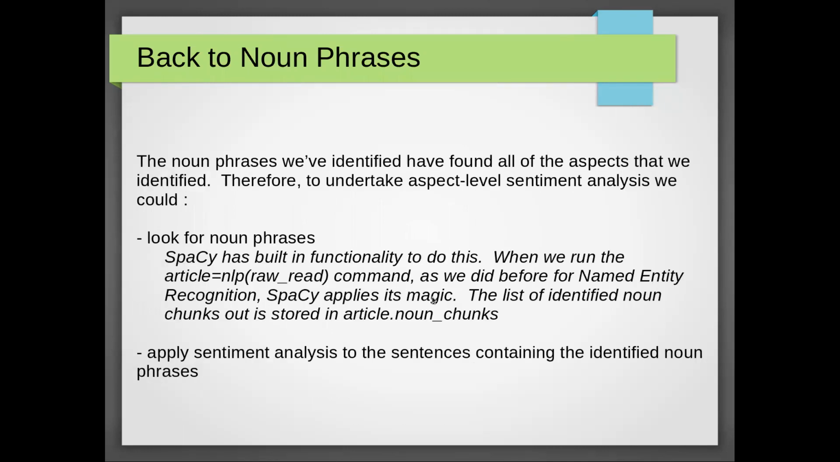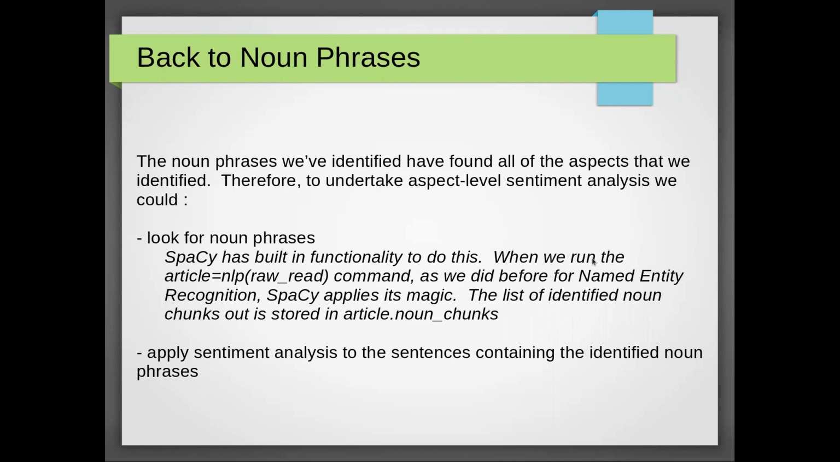So one approach is that we can look for noun phrases as a clue to what some of our different aspects in a particular review might be. And then we could look for those noun phrases and apply our pre-trained model to those sentences that contain the identified noun phrases, so that we're getting a sentence level sentiment analysis to say when people are talking about the coffee machine, we predict they're talking positively or negatively, etc.